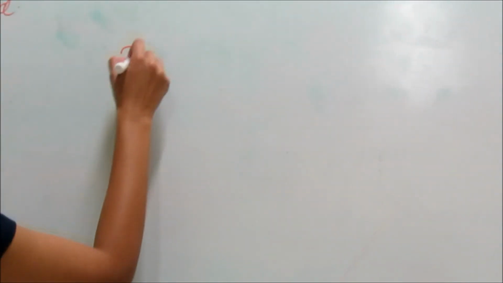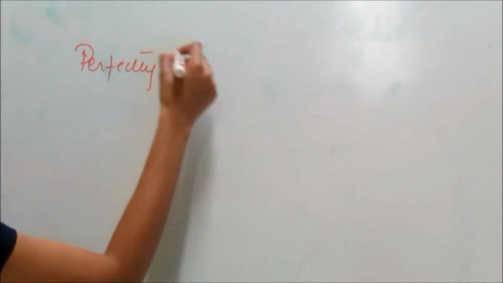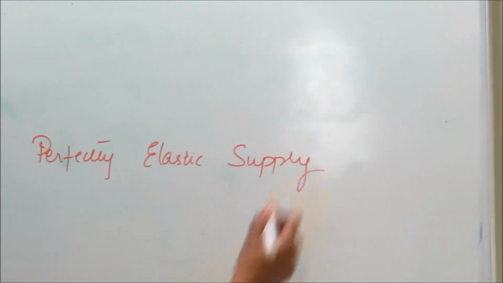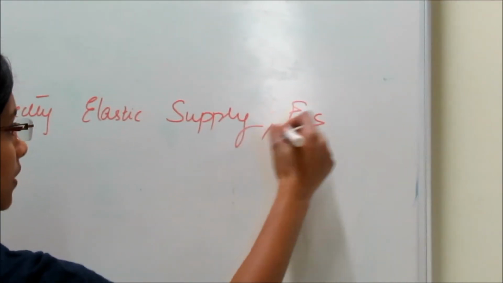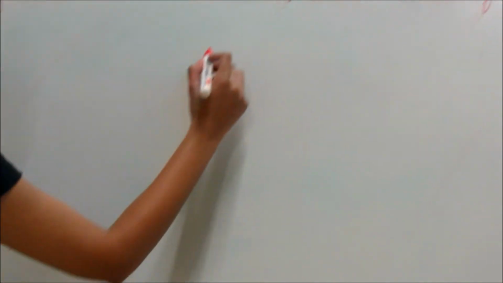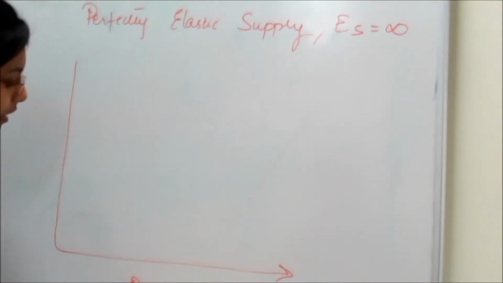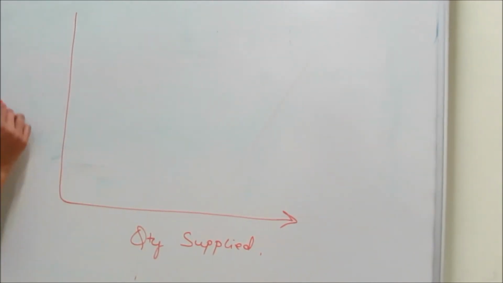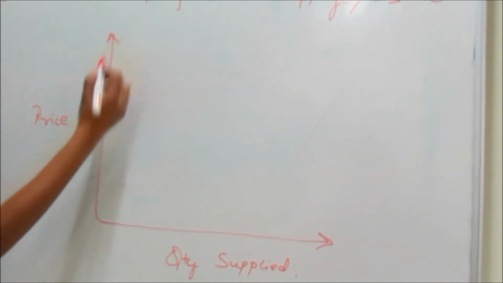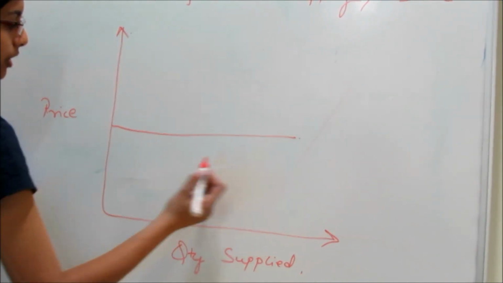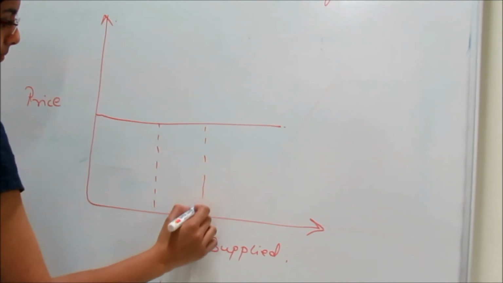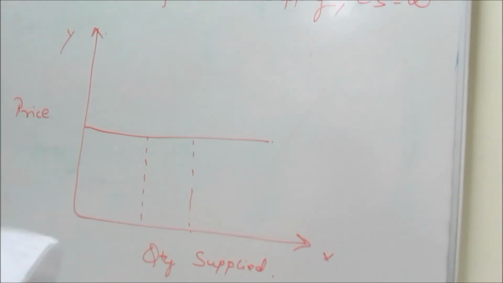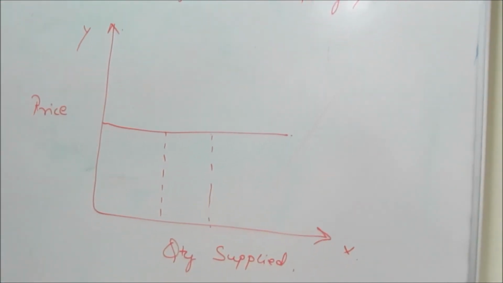Also, for perfectly elastic supply, or in other words, ES is equal to infinity, it basically means that the graph of quantity supplied and price is such that whatever the price, the quantity supplied will be infinity, and thus the line will be a horizontal line with respect to the x-axis.